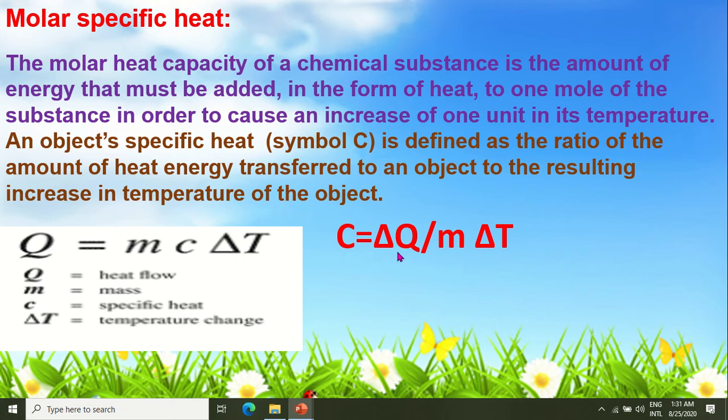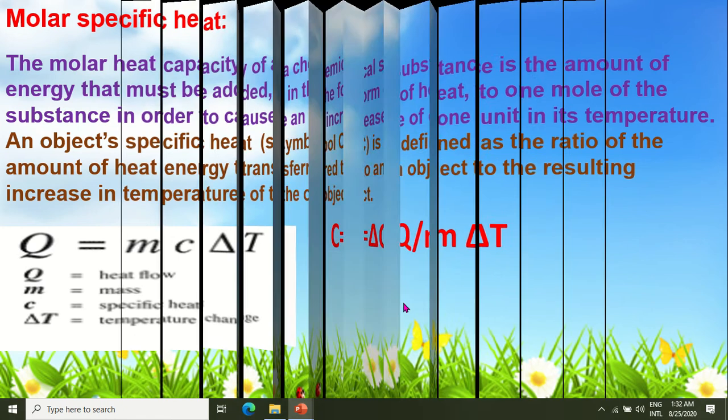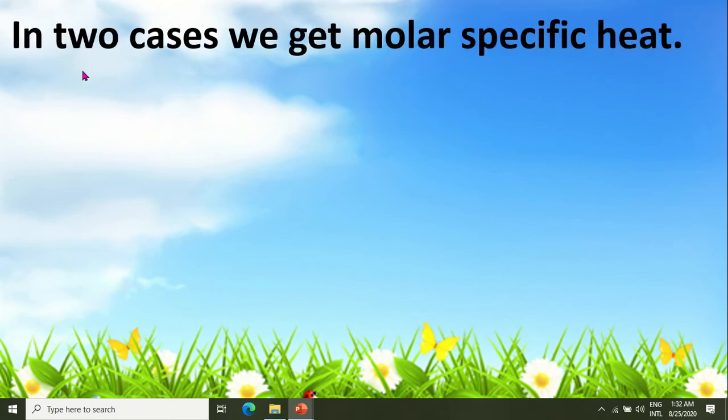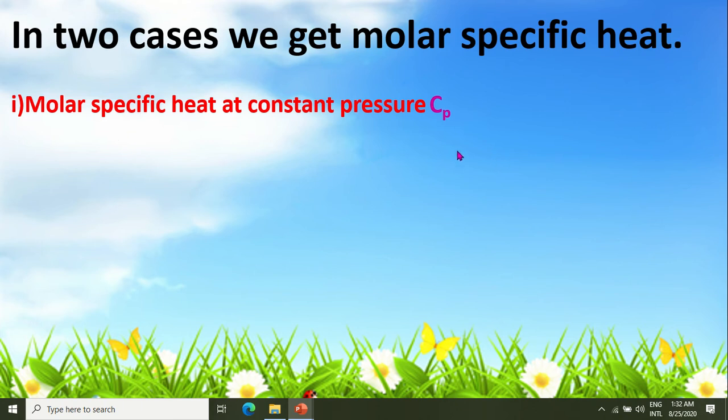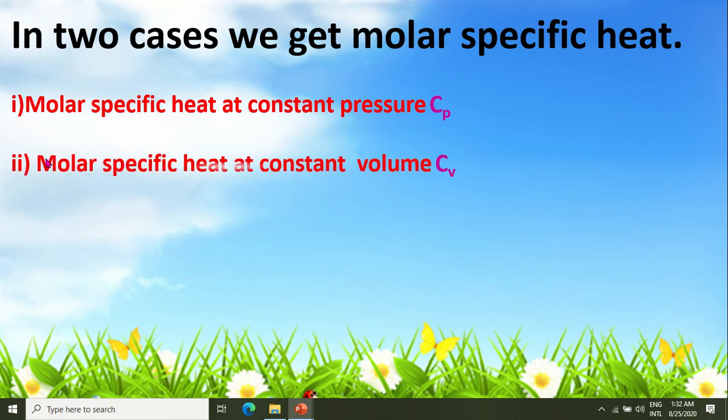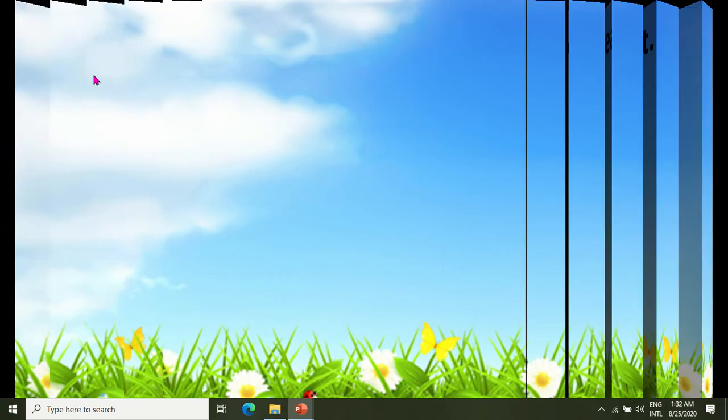And what will be its unit? Its unit will be joule per mole per Kelvin, because you know the amount of gas is measured in moles, and the unit of heat is joule. So it will be joule per mole per Kelvin. We get molar specific heat in two cases, that is molar specific heat at constant pressure and molar specific heat at constant volume. So now I will explain those two in the next slide.